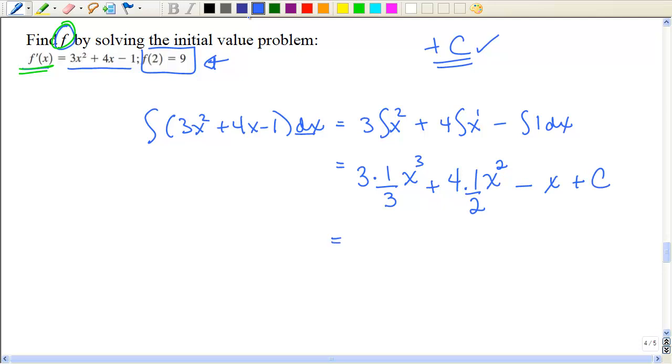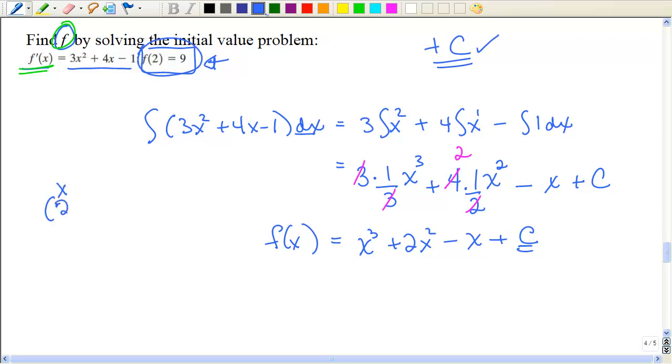So let's clean that up. We have x cubed plus 2x squared minus x plus c. So that's going to be f of x so far, but we need to know what c is. And that's where this information comes from. That says when x is 2, y is 9. In other words, when x is 2, f of x is going to be 9. All right? So that says this is 9 when x is 2.